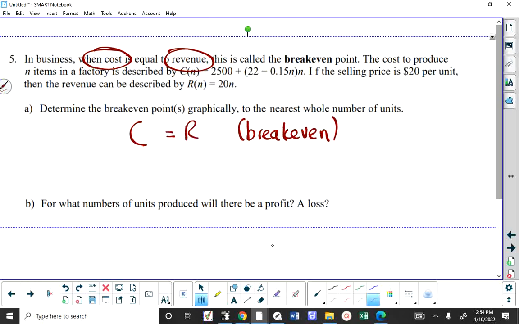What would you call this? Think about that for a second. How would you describe a situation where the cost is smaller than the revenue?